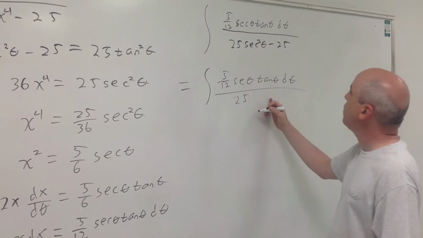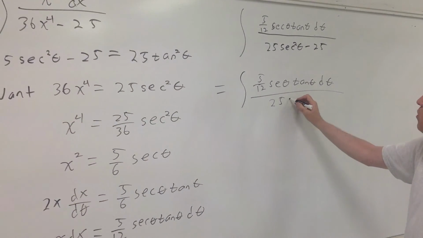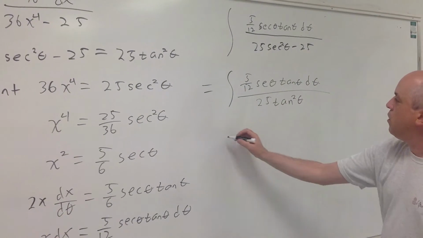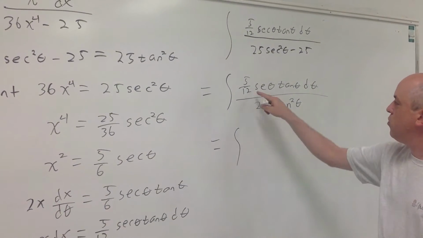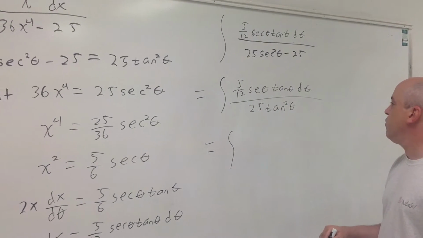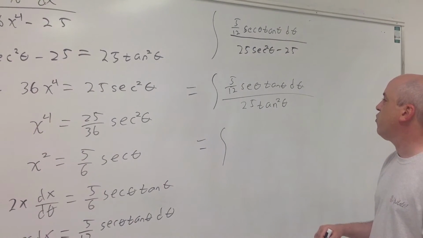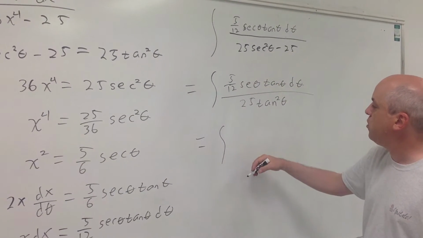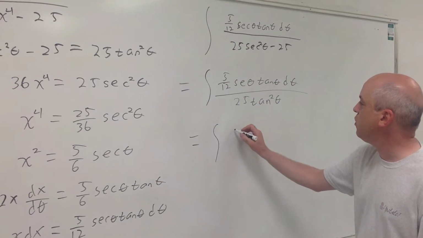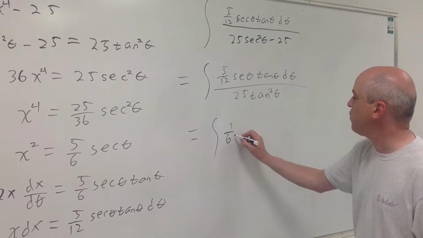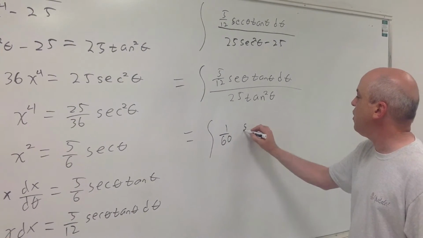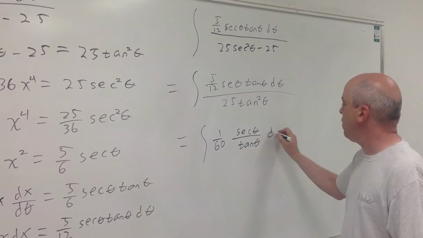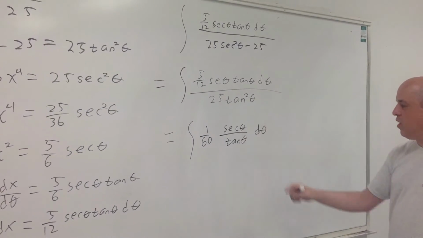25 tangent squared theta, and this is equal to 5 over 12 times 25. So what's 12 times 25? 300. 5 over 300 is 1 over 60. So we got 1 over 60, and we have secant theta divided by tangent theta d theta. And we'd like to integrate this.